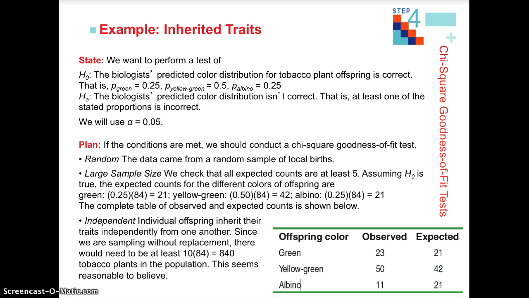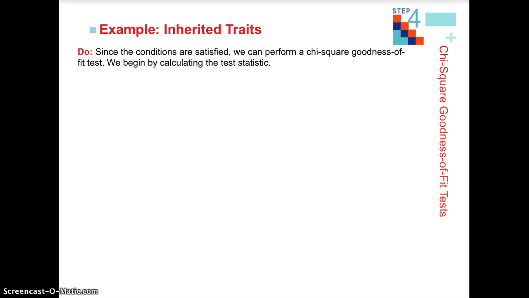When we go to our plan, if conditions are met, we'll use a chi-square goodness of fit test. Random: they come from a random sample of the plants that were chosen. The large sample size: we calculate the expected counts, and you can see those in the column on the right hand side on the little table at the bottom of the screen. The expected counts are all larger than 5, and then independent, we use the 10% rule to check that.